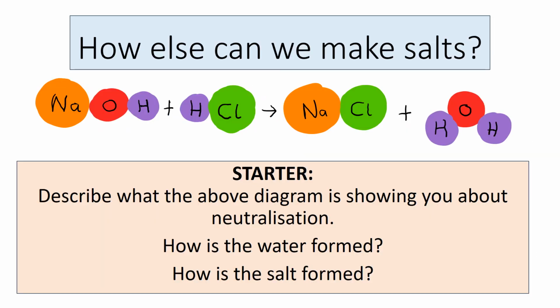Okay, to get us warmed up for learning, I've put a very crudely drawn equation here showcasing the different atoms and the different colours. We looked at this very much in the previous video lesson, and we're thinking about how else we can make salts. So as a little starter, I'd like you to pause the video in a moment and describe what the above diagram is showing you about neutralization: how is the water formed and how is the salt formed, just written out in words very simply. Pause the video now please and we'll run through the answer in a moment.